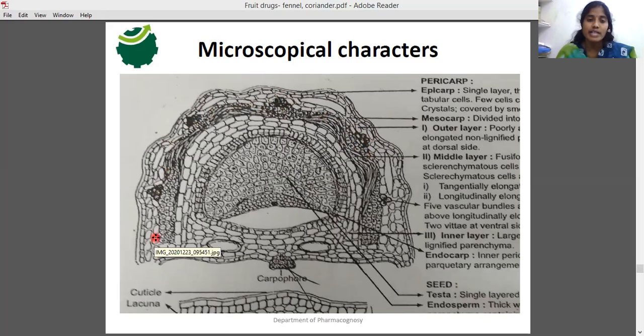So when you stain this transverse section of coriander, this entire part will turn pink. That is the sclerenchyma layer and the inner layer of the mesocarp, because it is also made up of lignified parenchyma cells. Okay. This is about the microscopy of coriander fruit.